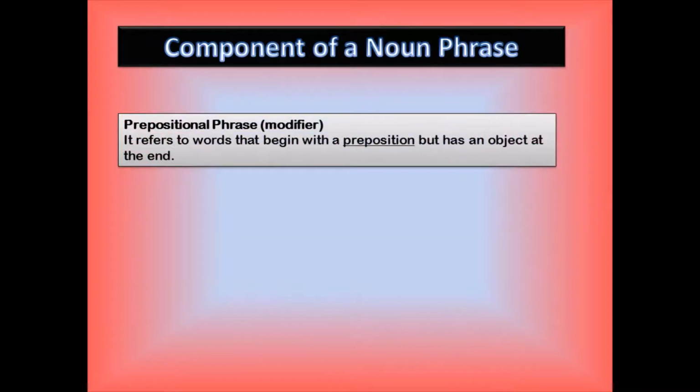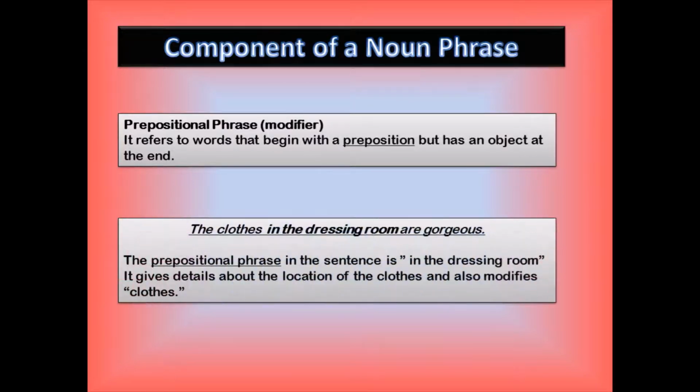Next, we also have prepositional phrase or another example of modifier. A prepositional phrase refers to words that begin with a preposition but has an object at the end. Let me have an example. The clothes in the dressing room are gorgeous. Now what is our prepositional phrase here? We have in the dressing room. It gives details about the location of the clothes and also modifies the word clothes.